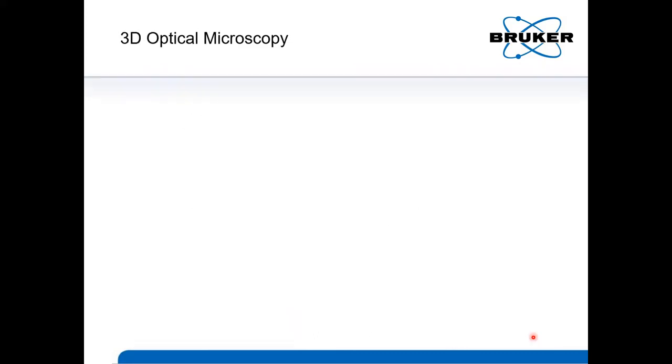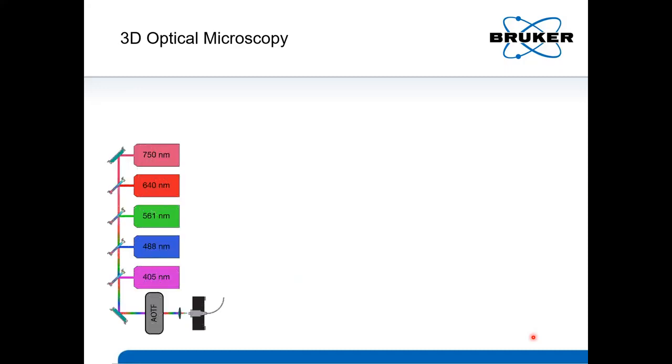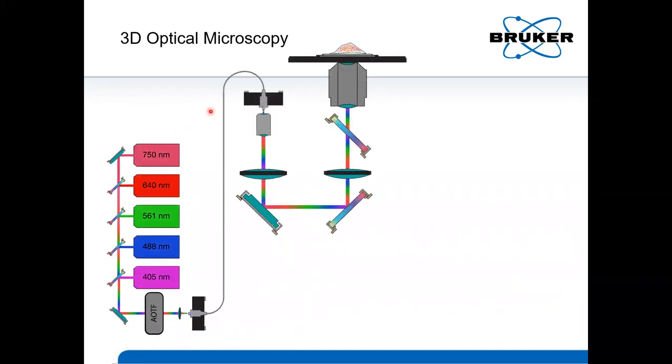The optical design of the Vutara takes localization one step further through the use of biplane imaging. Here we have the standard laser lines with an optional 750 nanometer laser coupled into a fiber which goes into the excitation path of the microscope.